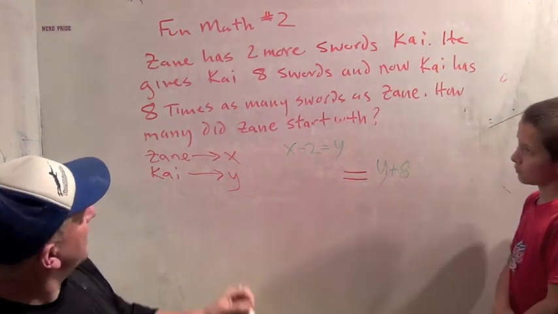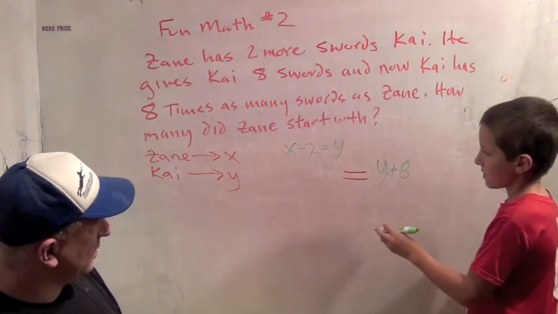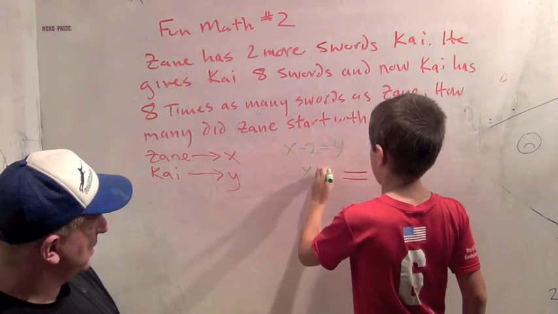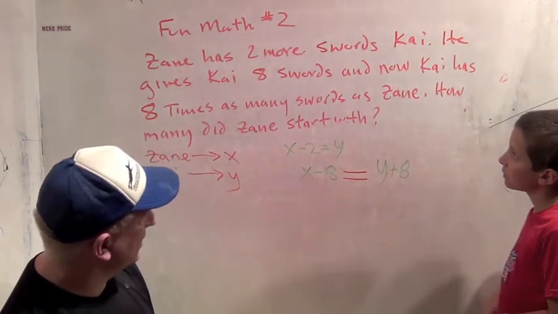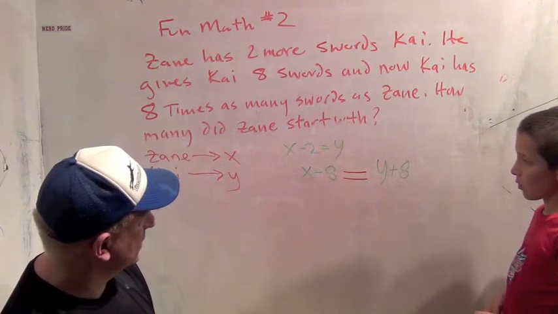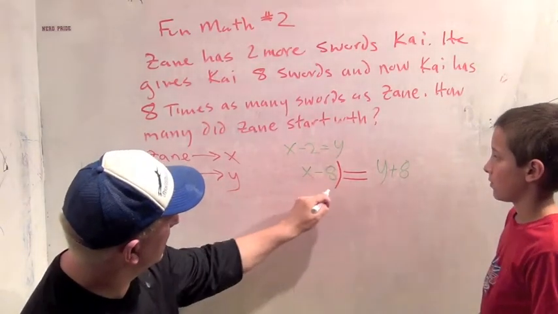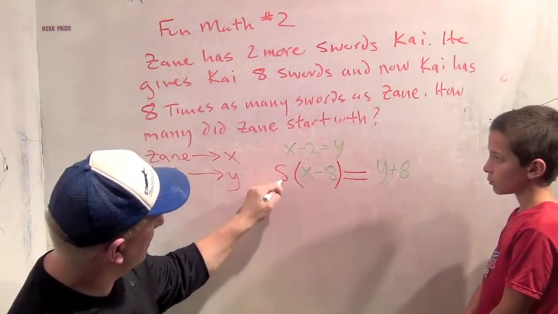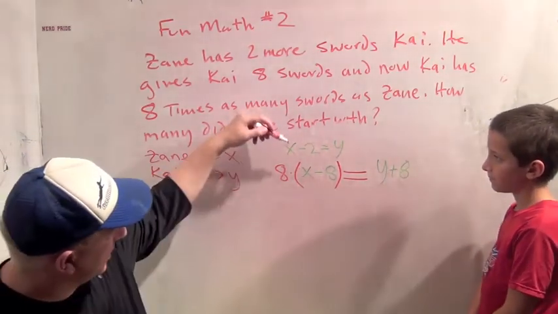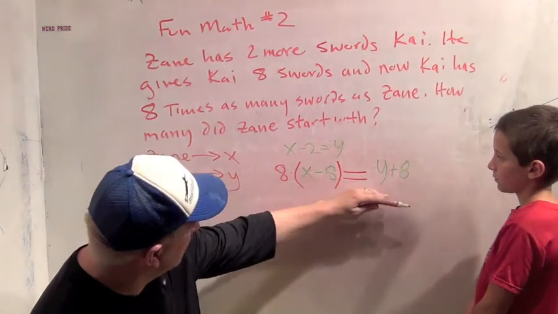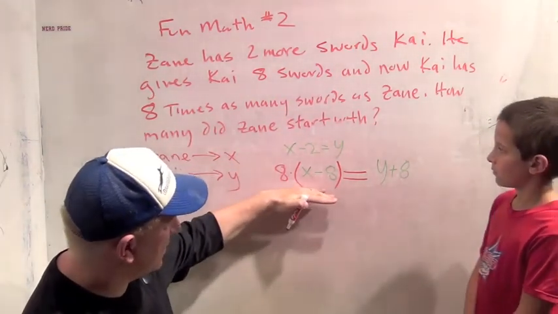After Zane gives Kai 8 swords, how many swords does Zane have? He has X minus 8. And what do we know about the relationship between Y plus 8 and X minus 8? Well, Y plus 8 is 8 times X minus 8. Right, so we put parentheses around here and multiply by 8. So that's pretty amazing actually, isn't it? Yeah. This equation here is what that second sentence says. Now we just have to simplify this a little bit.